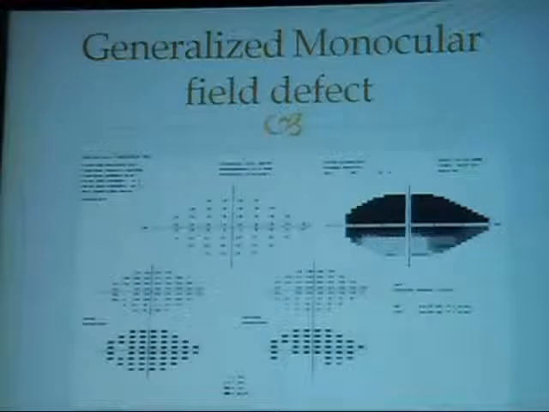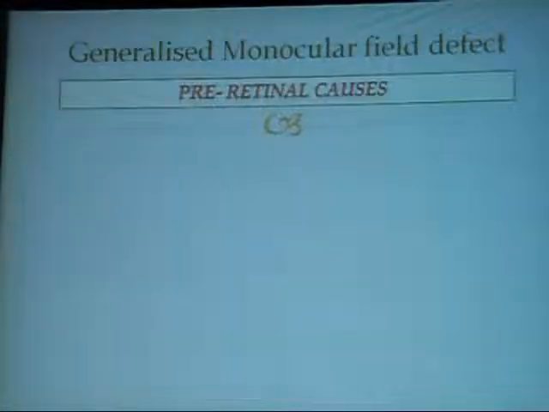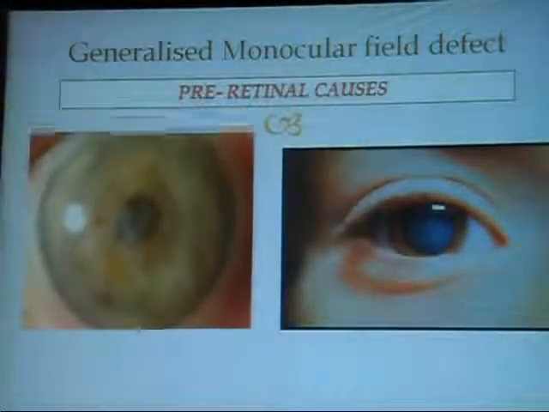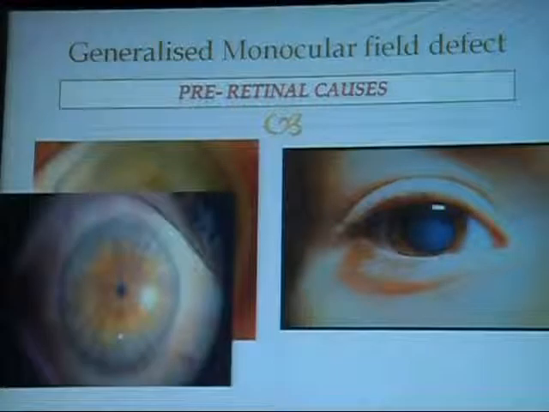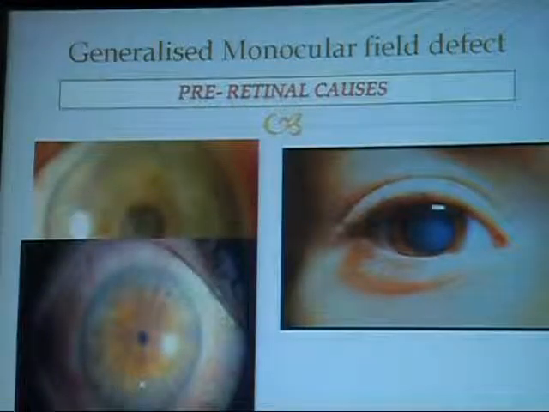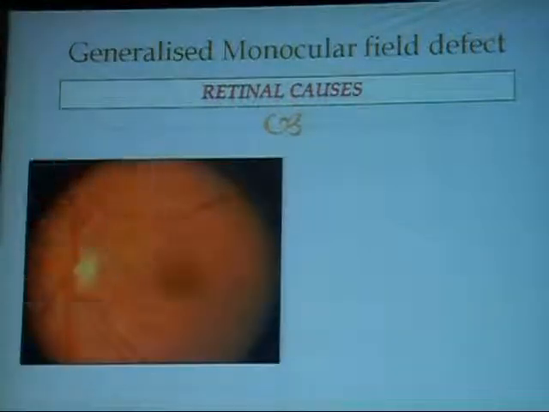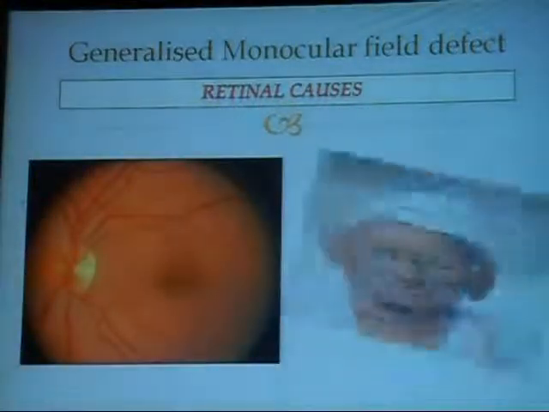Regarding generalized monocular field defects, which is a generalized depression of retinal sensitivity, it could be due to pre-retinal causes like cataract, tubular cataract, or corneal opacification, miosed pupil due to chronic glaucoma treatment, or corneal edema. Or it could be a generalized depression of retinal sensitivity, which is most commonly caused by age-related changes.